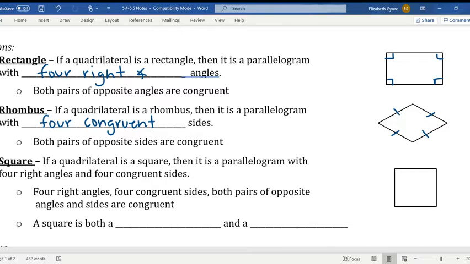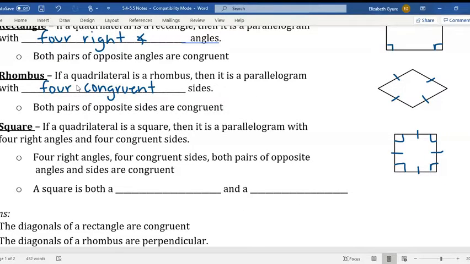A square. If a quadrilateral is a square, then it is a parallelogram with 4 right angles and 4 congruent sides. So hopefully, I have no doubt that we all knew that. But what you might not have realized is that a square is both a rectangle and a rhombus. Okay, so a square is both a rectangle and a rhombus.